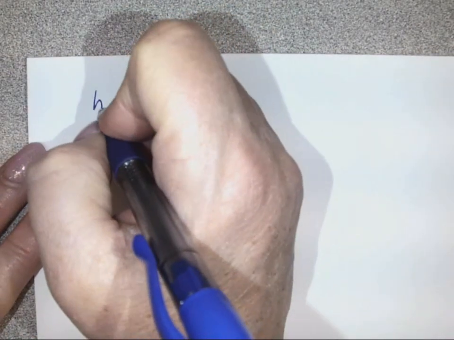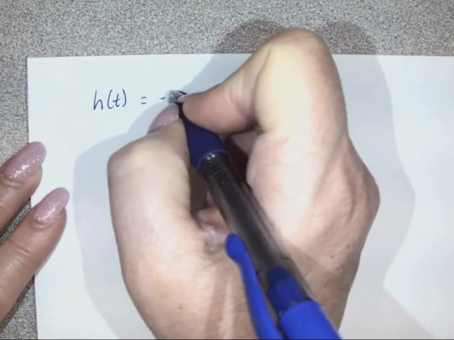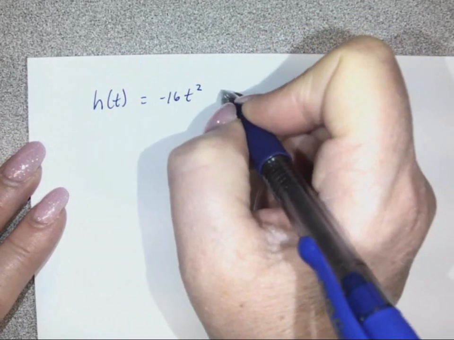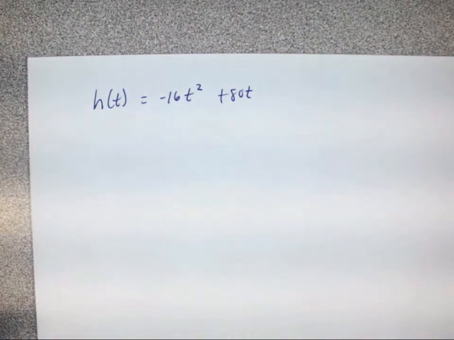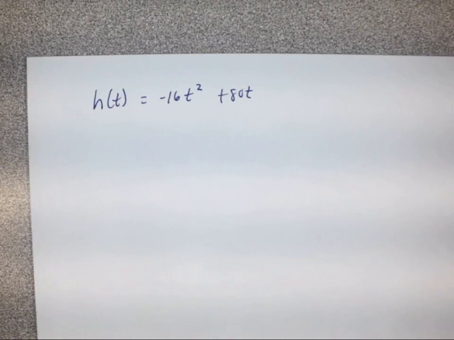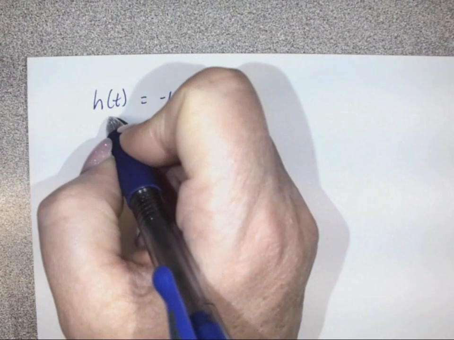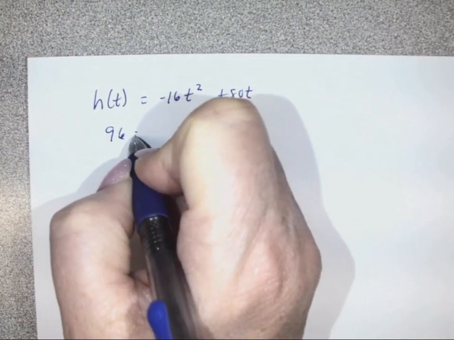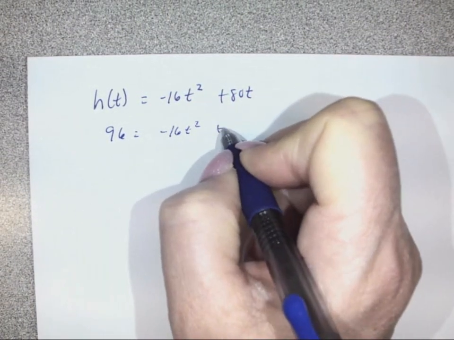So we're starting out with the height of t is equal to negative 16t squared plus 80t. But we want to know not the height at the ground, or when it hits the ground. We're looking at how long does it take? We're looking to solve for t. How long does it take to, because the height of the ground would be 0, to reach a height of 96? So when the height is 96, we're looking for our t.